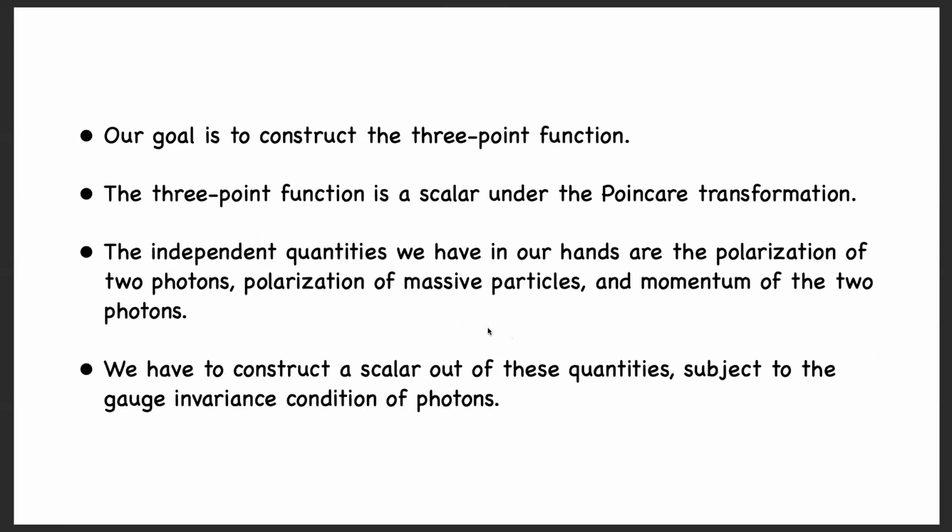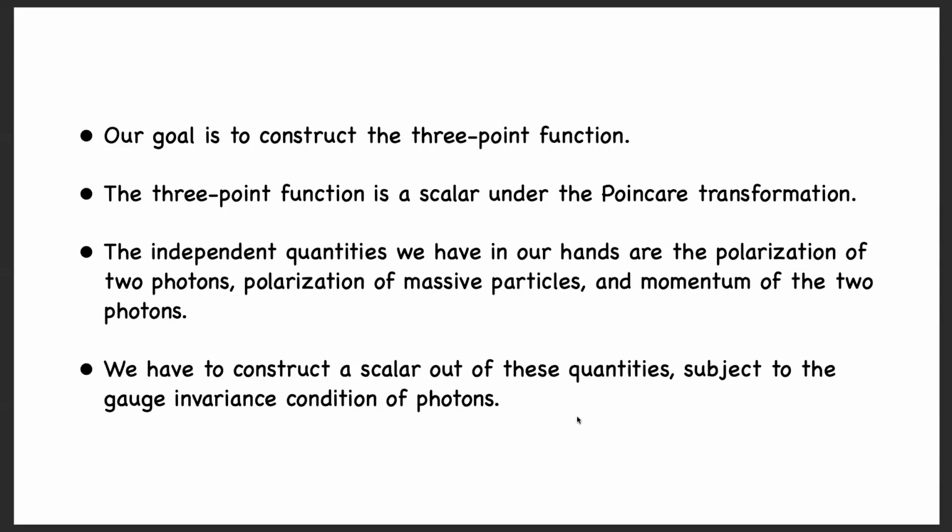So we want to construct the 3-point function of, let's say, 2 photons and 1 arbitrary spin particle. Again we have to construct a scalar out of the independent quantities we have, basically the polarization of the photon, the polarization of the massive particle, and their momenta. And as we are dealing with photons, this structure is subject to gauge invariance.